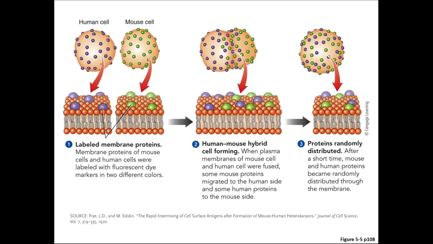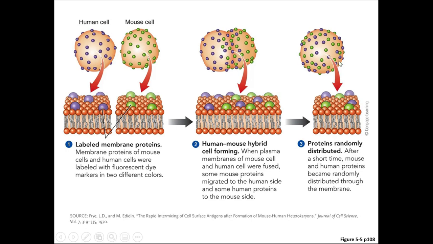Here in this experiment, they labeled the membrane proteins. This is the human cell, and this is the mouse cell. The membrane proteins of the mouse cell and human cell were labeled with fluorescent dye markers in two different colors. In step two, the human-mouse hybrid cell forms: when the plasma membranes of the mouse and human cells were fused together, some mouse proteins migrated to the human side and some human proteins migrated to the mouse side. As a result, after a short period of time, mouse and human proteins became randomly distributed through the membrane.